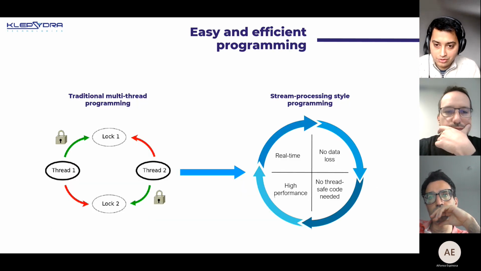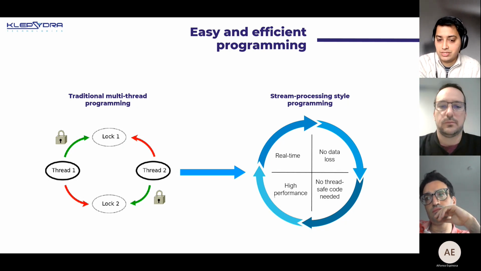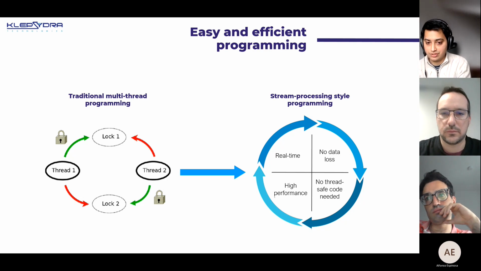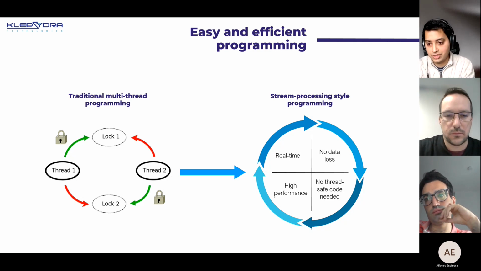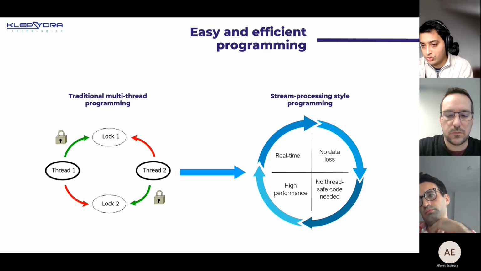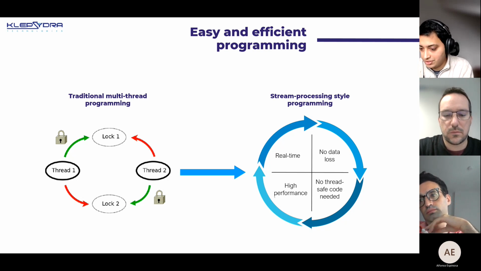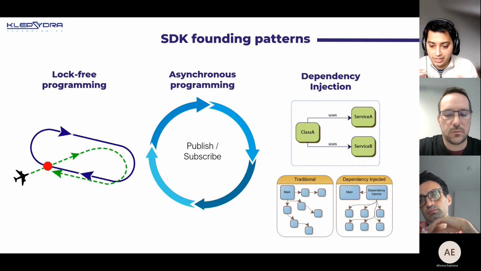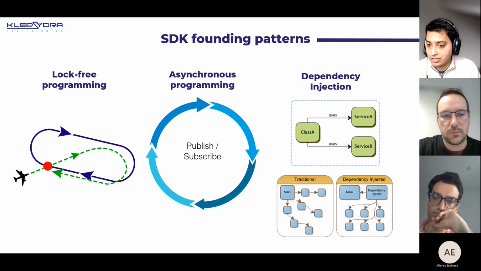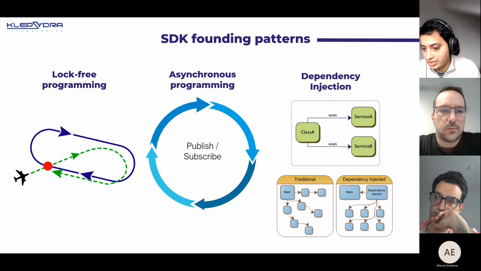So the Klepsydra core uses, as some of the main ideas, instead of traditional multi-thread programming, stream-style processing. So instead of worrying about doing a mutex lock, then checking the state and processing, you just publish data to a stream, you take data from the stream, and you reduce all the context switches, and that's what makes it faster. There are 3 main ideas in Klepsydra core. One is lock-free programming, second is asynchronous programming, and the third is dependency injection.